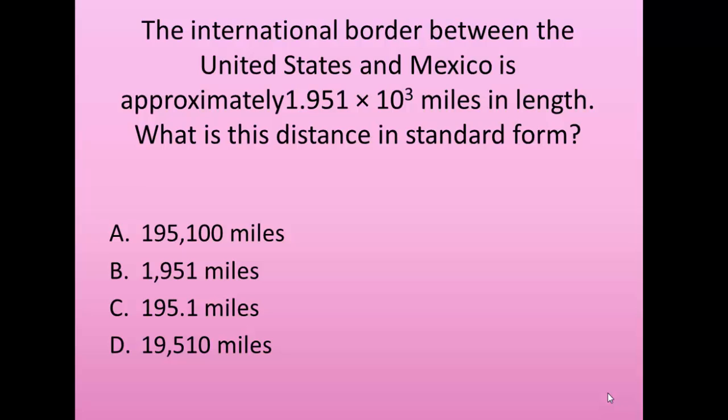Okay, here the international border between the U.S. and Mexico is approximately 1.951 times 10 to the third miles in length. So what is this distance in standard form? So we just have to move this decimal place over 1, 2, 3 times. And that's going to get rid of this for us. So then it's going to be 1,951 miles. So our answer here would be B.